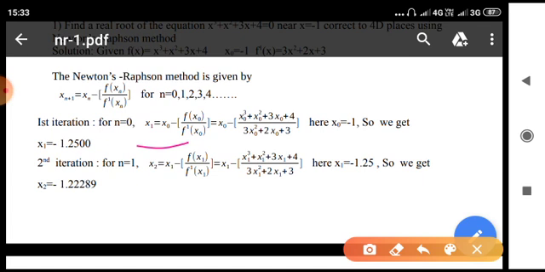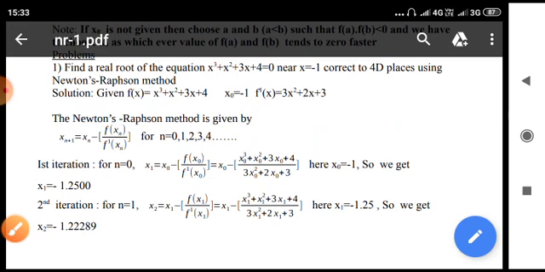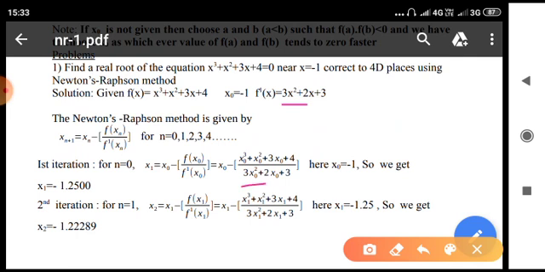We know what is f(x). f(x) is x^3 + x^2 + 3x + 4. So f(x0) is x0^3 + x0^2 + 3x0 + 4. f'(x0), that is derivative of f(x), f'(x) which is 3x^2 + 2x + 3. So f'(x0) is 3x0^2 + 2x0 + 3. And we know that x0 is -1. So when you substitute x0 as -1 in this equation, we get x1 as -1.25.